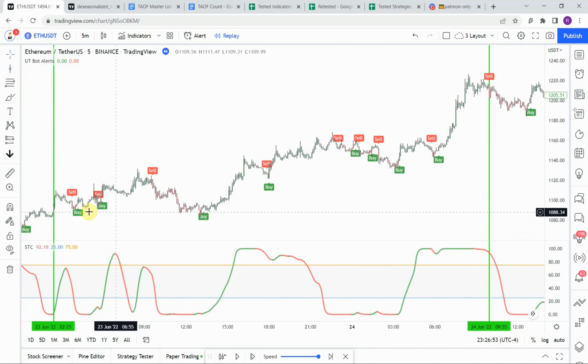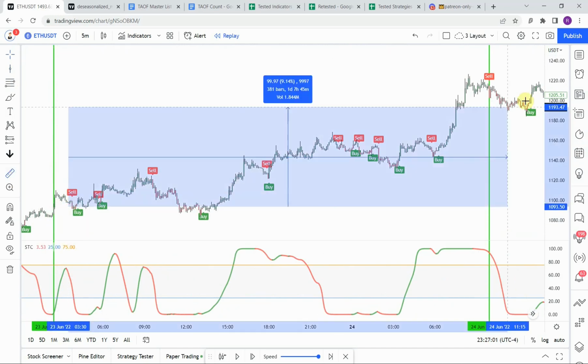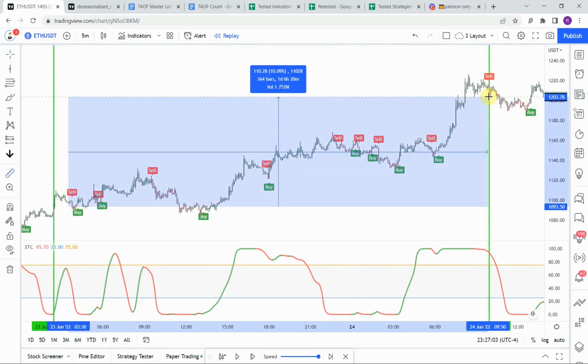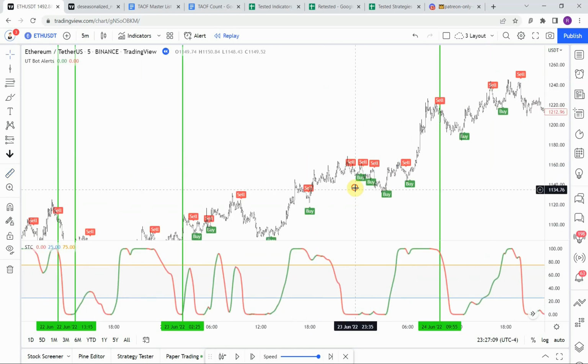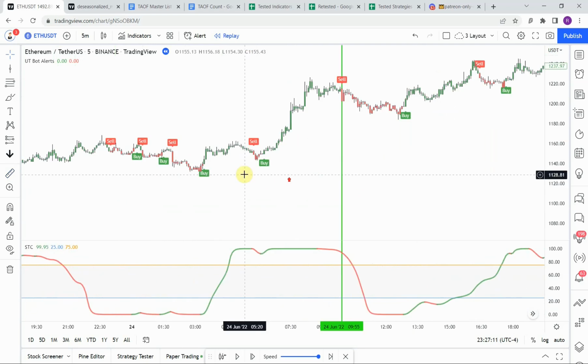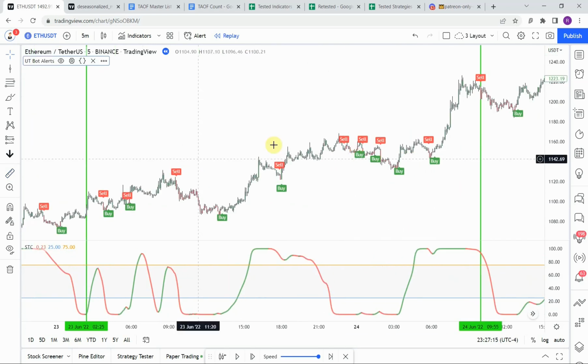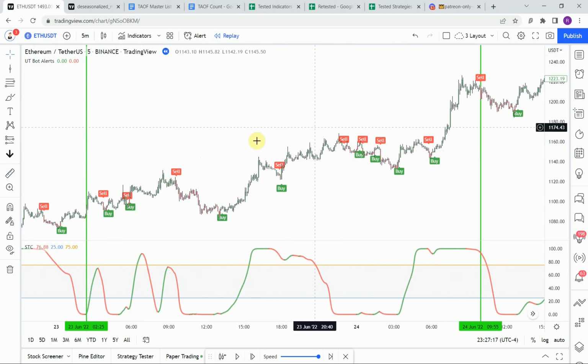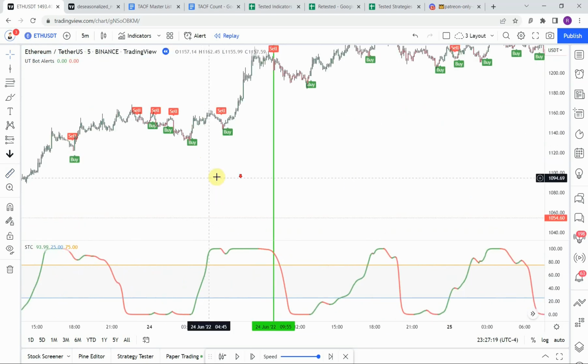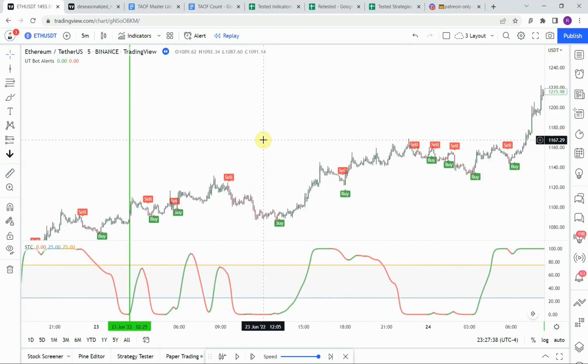That would have been a multi-day move, from the 23rd to the 24th, and that would have been about 10.10% right there on that particular move. And so very interesting results on this particular strategy here. But yeah, that's basically how I did it. That's how I tested it.